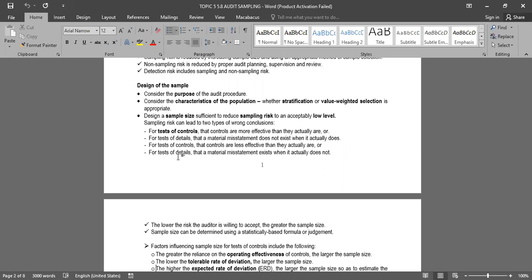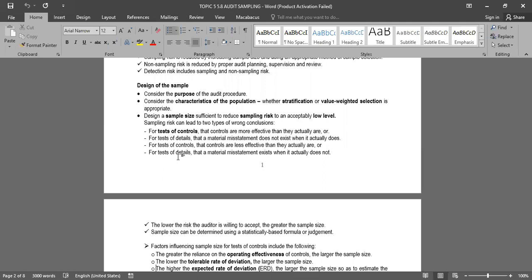So then we say that sampling risk can lead to two types of wrong conclusions. Actually, okay, there are two, but they are twisted in a way. Okay, that one, if somebody performs test of controls, then the sampling risk will bring about the fact that controls are more effective than they actually are.